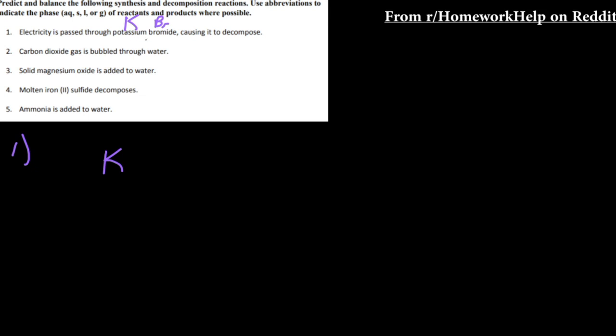So what you do is you look it up on the periodic table and find what charges they are. So potassium is usually +1, bromine is usually -1. So when you cross the charges, you're going to get K1, Br1. So it's KBr. And here it says they decompose. Decompose means that it's going to break apart. So it's going to turn into K plus Br, but make sure you leave some space for yourself.